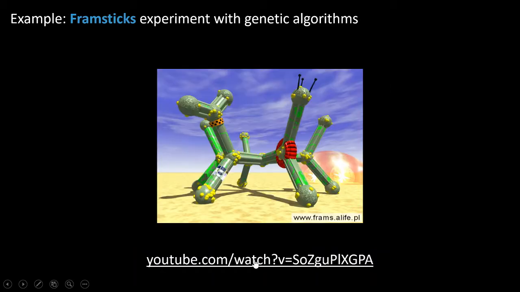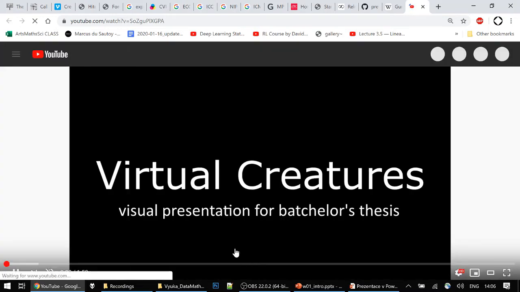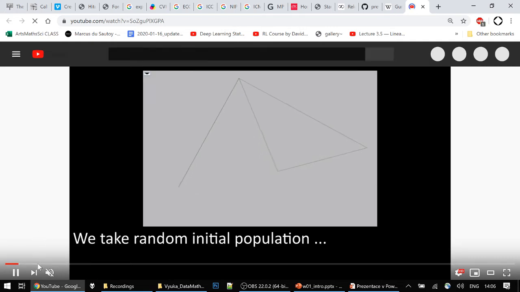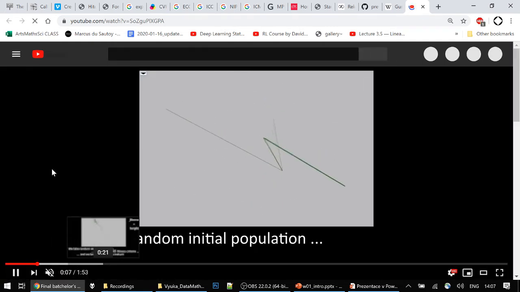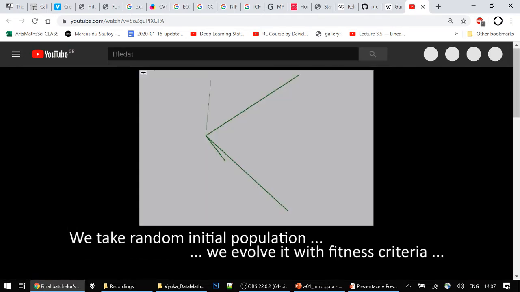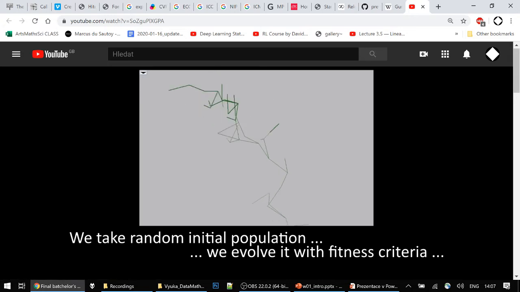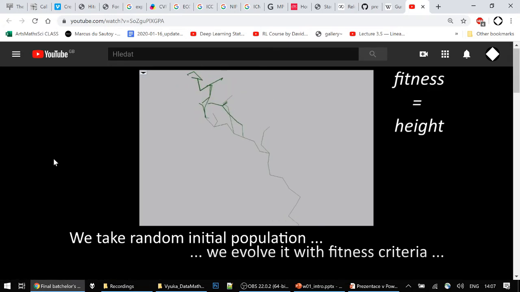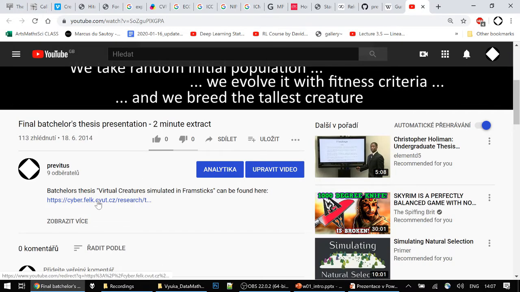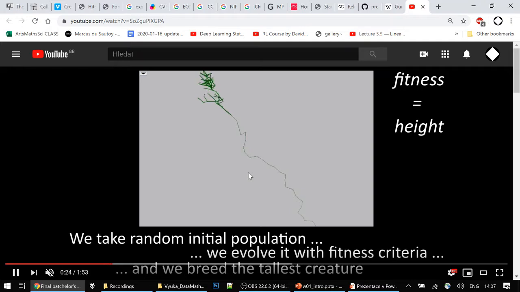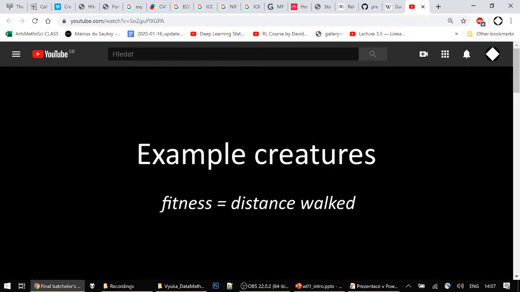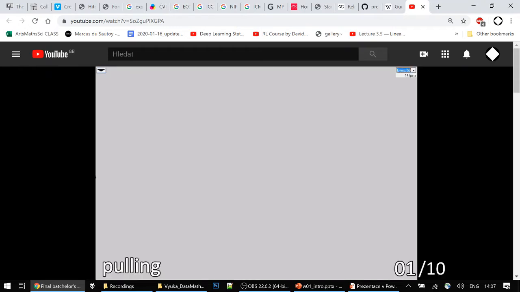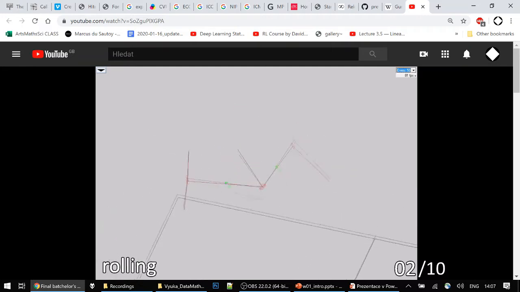I was really interested in this when I was working on my bachelor thesis, so I did my bachelor thesis on virtual creatures. There is a similar video with a freeware software called Framsticks, which allows you to do this quite easily. This was many years ago, I don't know how many. I don't know how much the software has evolved since, but again, by evolving them you can get different behaviors. You can get creatures who pull themselves in to get moving, or they are rolling, sort of jumping with their body.